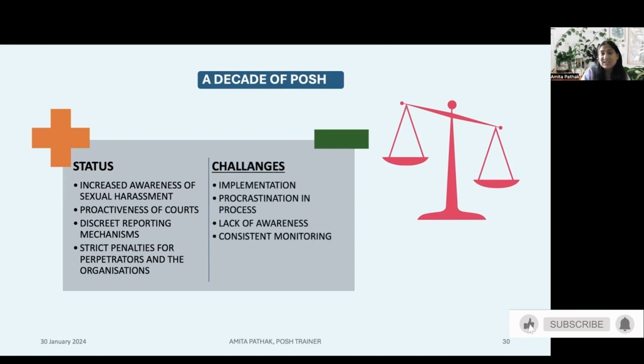Let us see what the challenges are as of now. Still, there are certain challenges in the implementation process. All organizations are not yet in the process of POSH implementation or filing of returns. Procrastination in process. A few organizations are doing POSH compliance, a few are not, and there is a delay in implementation. Lack of awareness. Small startups and small organizations are not aware of these rules and regulations.